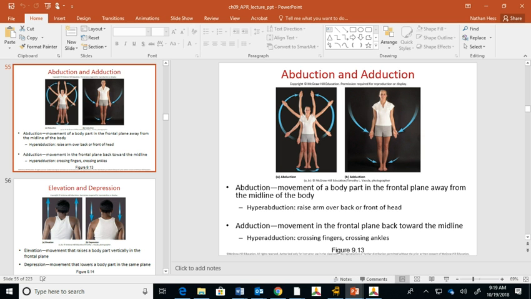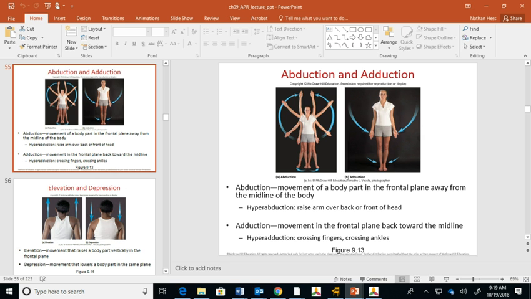Abducting, coming away, and then I'm adding my arms back to my body. That would be adduction. Okay? What plane is this, guys? This is the frontal plane. Sagittal was flexion and extension, right? Frontal plane is ab and adduction.